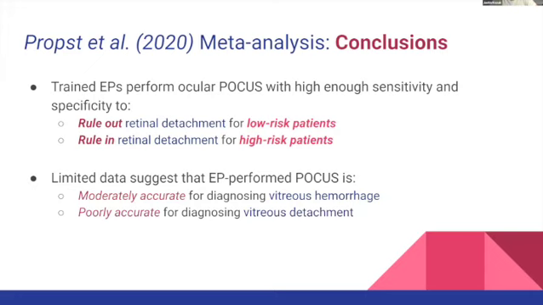And so the conclusions from this meta-analysis are basically that trained EPs can perform ocular POCUS with enough sensitivity and specificity to rule out retinal detachments for low-risk patients, perhaps, and rule in retinal detachments for high-risk patients. That being said, it's not like we can actually do anything about a retinal detachment. They need to see an ophthalmologist, and more particularly a retinal specialist, in order to possibly save that patient's vision. And limited data suggests that POCUS is moderately accurate for diagnosing vitreous hemorrhage and poorly accurate for diagnosing vitreous detachment.